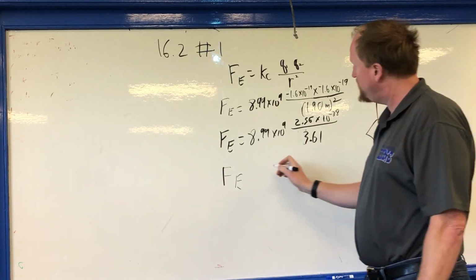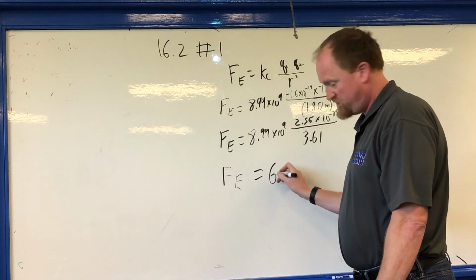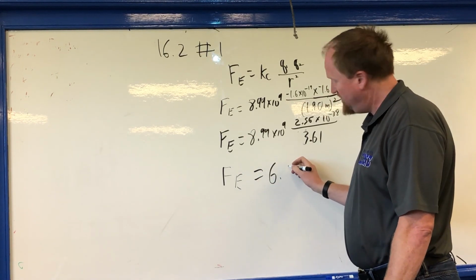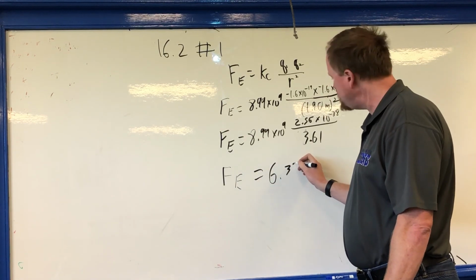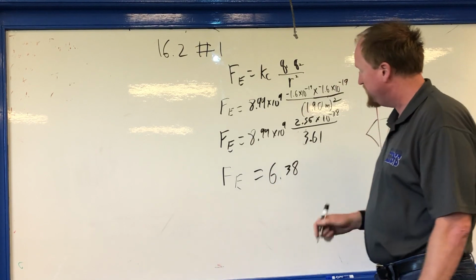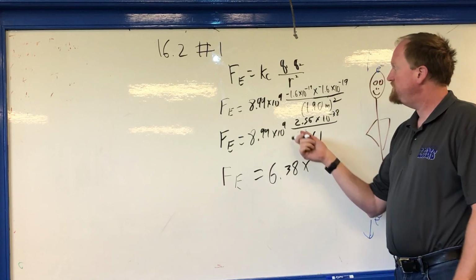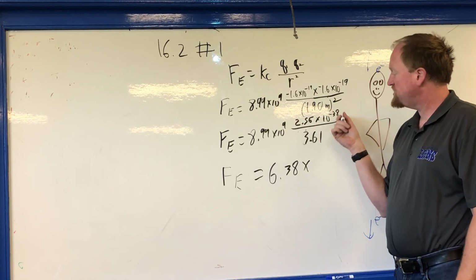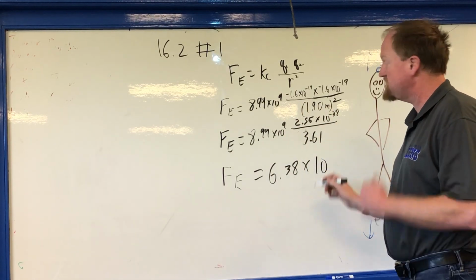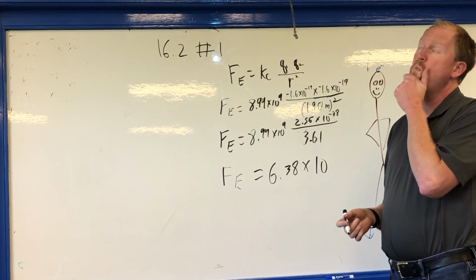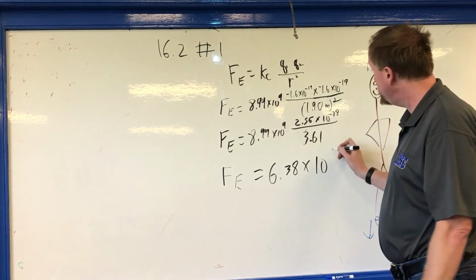You do that and you're going to end up with 6.375. Let's just make it 6.38. We only have 3 sig figs. But for scientific notation, it's simple. 9 minus 38. What is 9 minus 38? Negative 29.